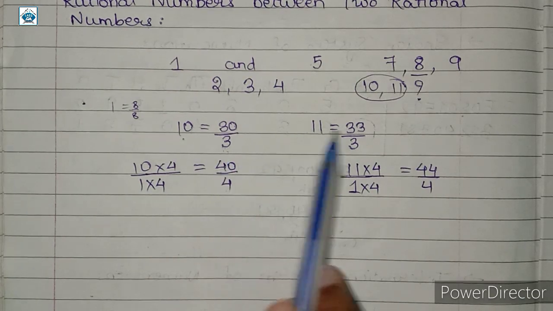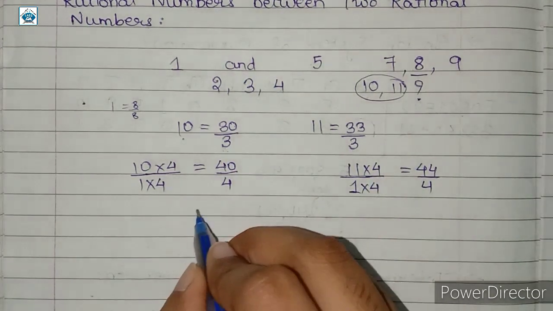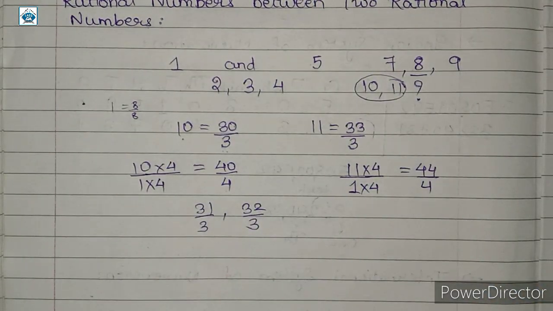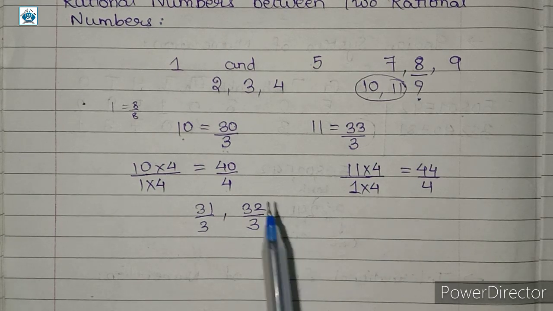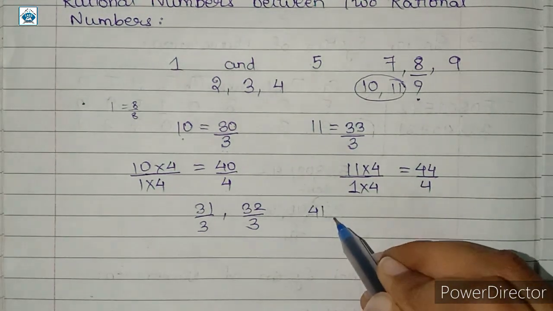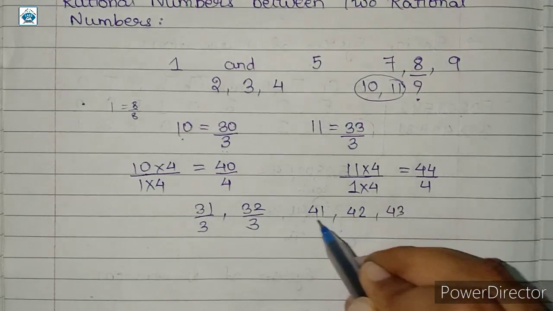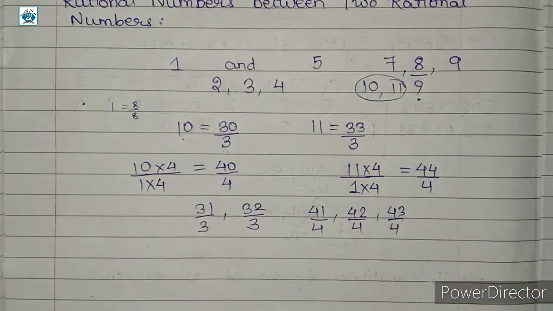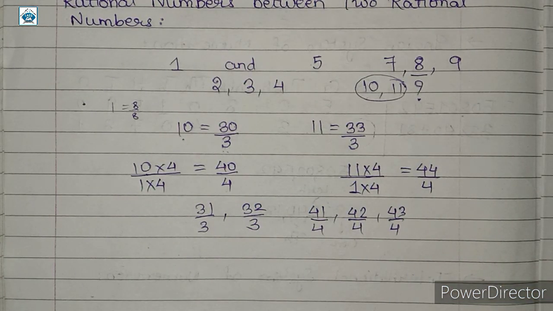Now between 30 by 3 and 33 by 3, these two rational numbers can be obtained: 31 by 3 and 32 by 3. In a similar manner, between 40 by 4 and 44 by 4, you can get 41, 42, 43, all with denominator 4. So 41 by 4, 42 by 4 and 43 by 4. These are three rational numbers between 10 and 11. That is, we wrote 10 as 40 by 4, so this is actually equal to 10. So in this way we can find rational numbers between two rational numbers.